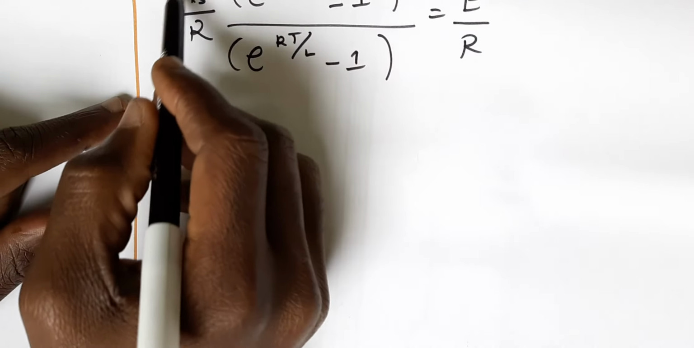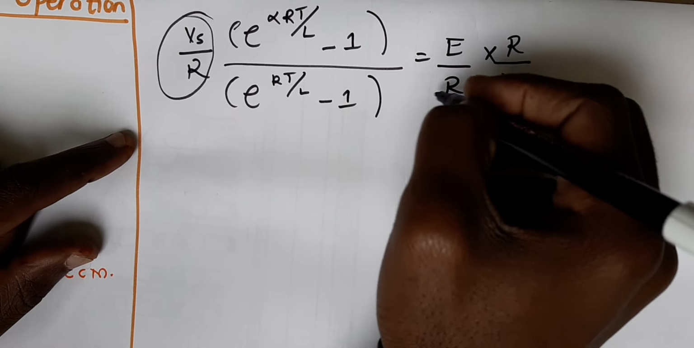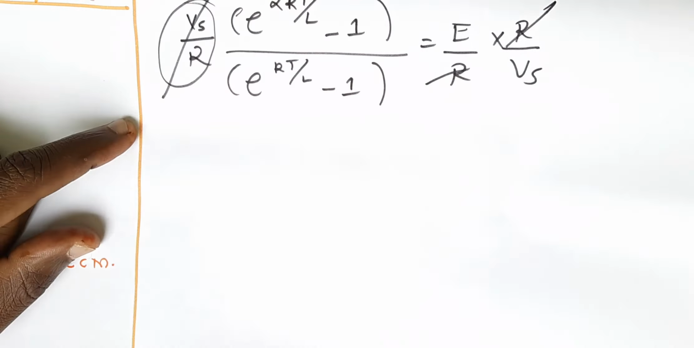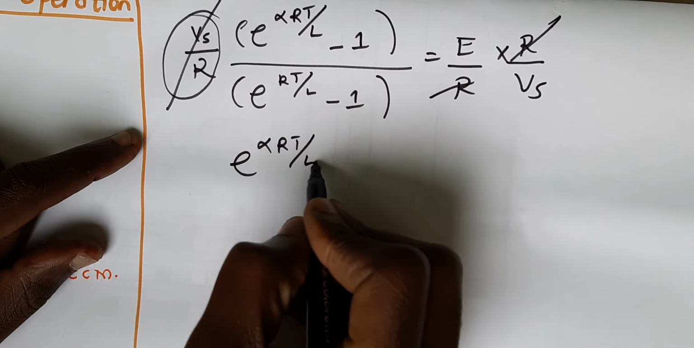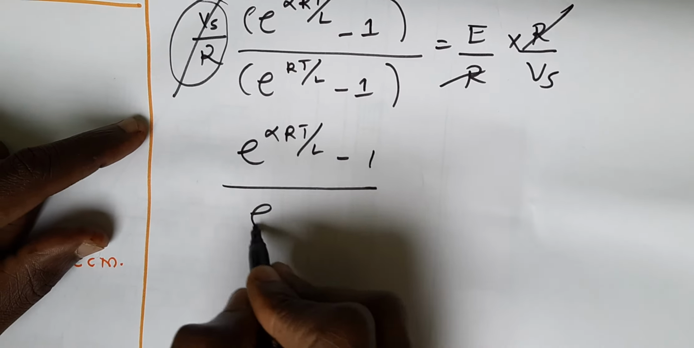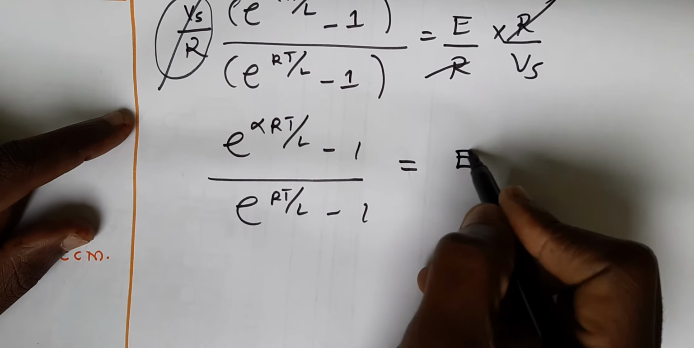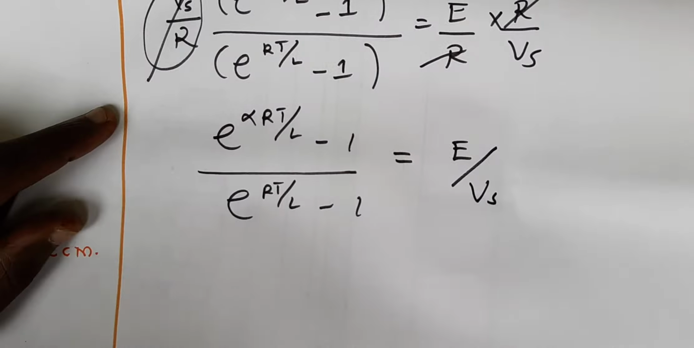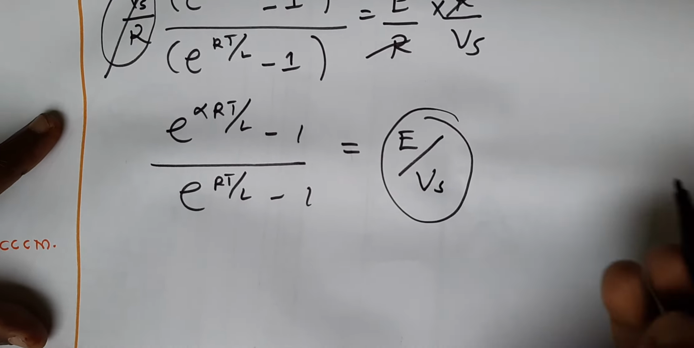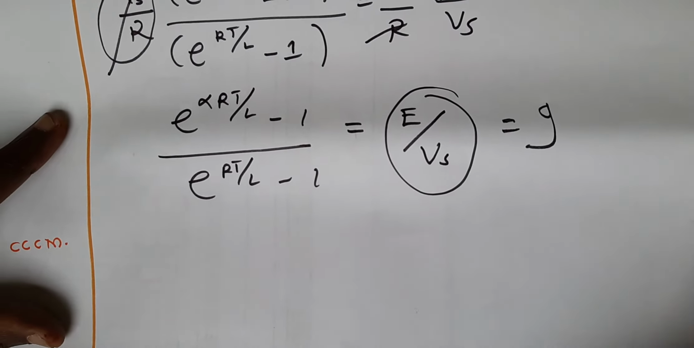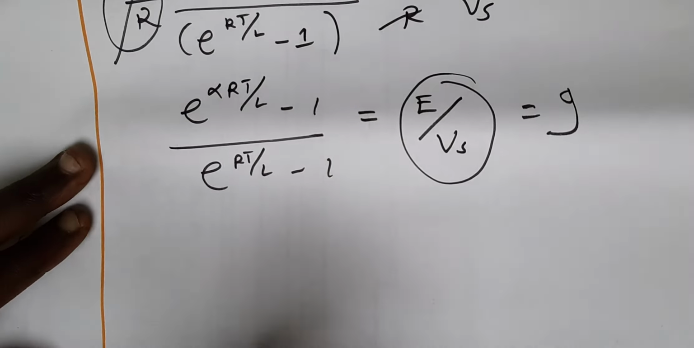Then we can take this side, R over Vs, and this will cancel, so you go with that. So you're going to have exponential alpha RT over L minus 1 over exponential RT over L minus 1 is equal to E over Vs, isn't it? Some textbooks can represent E over Vs as G. But for us, in this case, we'll just proceed with E over Vs.